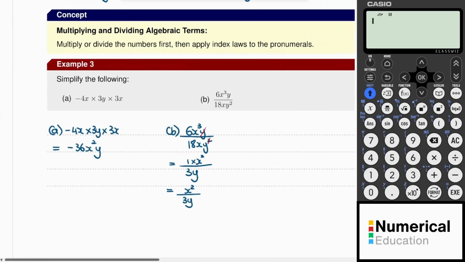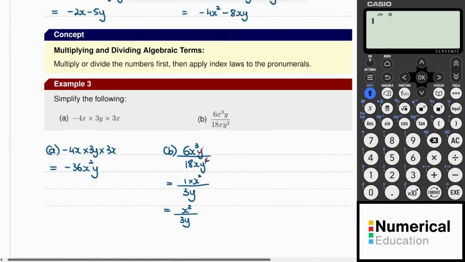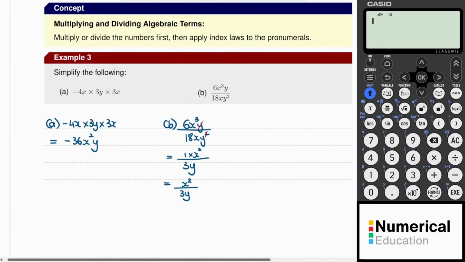So hopefully that was a quick crash course on simplifying algebraic expressions. We looked at addition and subtraction. We ended with multiplication and division.